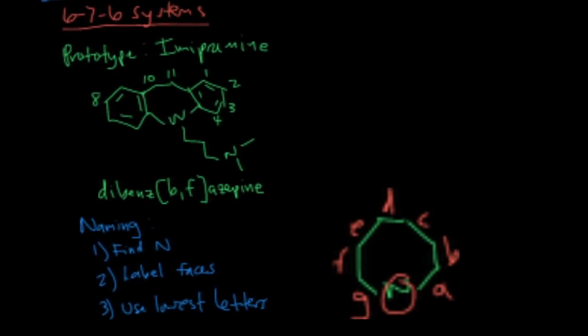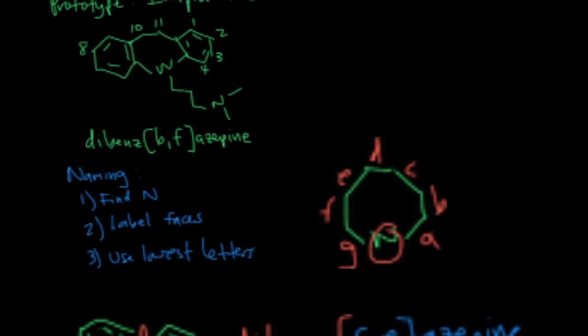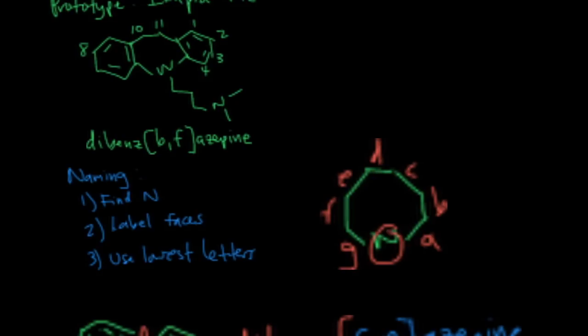Prototype is imipramine. To name your structures, find your nitrogen, label the faces around the nitrogen, and you always want to find the faces that attach to those rings next to it, the left and right rings. Use the lowest letters. So in this case, it's A, B, C, D, F, G. So B, F. It's dibenz[b,f]azepine. Please use those. No parentheses, no spaces, no hyphens.